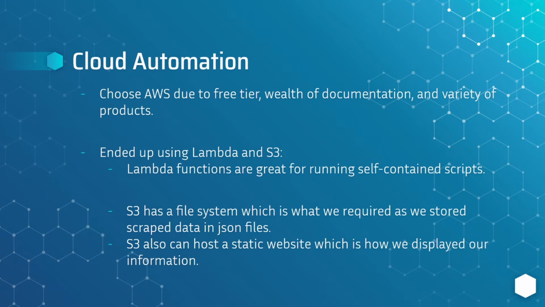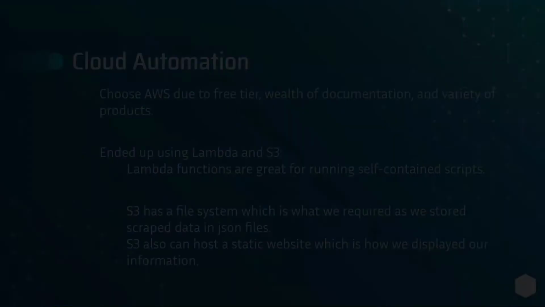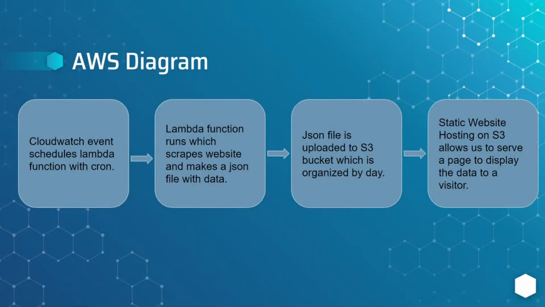And to store the data in the cloud, we used Amazon AWS's S3 buckets, which are very nice because they do have simulated file systems. This is because we ended up scraping our data just into JSON files, and then we sorted by date scraped in our bucket. And it can also host a static website, which is how we display our information for the final site.